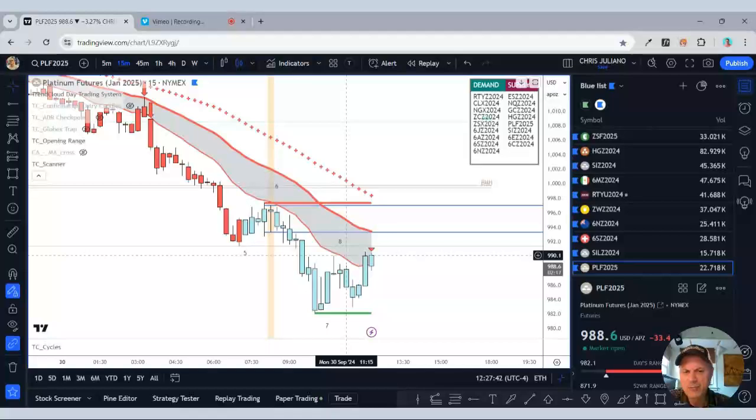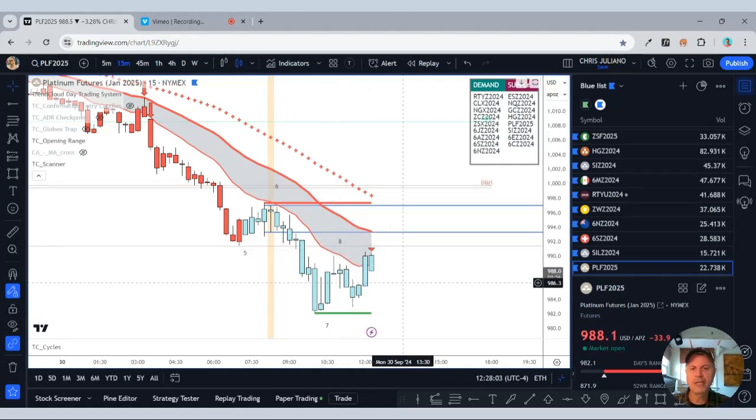But we're extended, right? Platinum is extended. So I'm not going to be chasing an extended trend to the downside. I'm going to be waiting for that first sign of trend reversal, that first break of structure. That's what I'm going to be going for. That's what I'm going to be looking at.